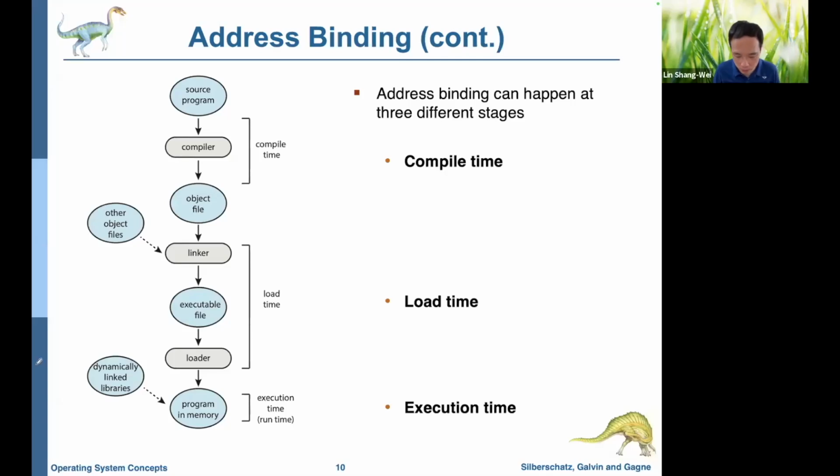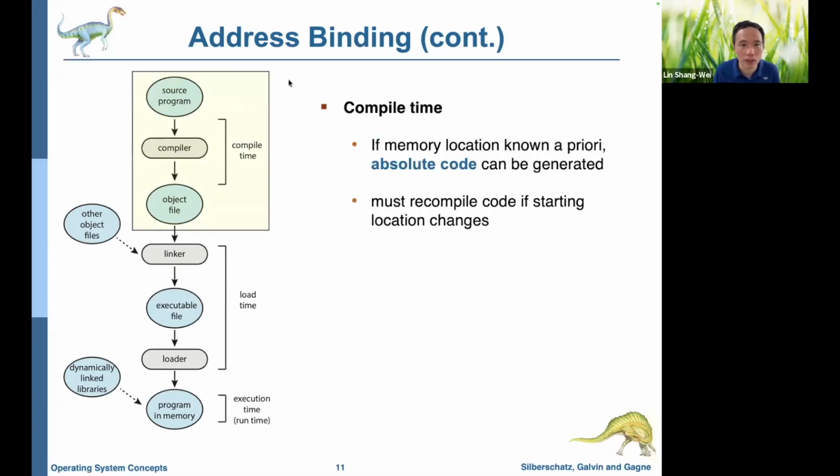Previously, I've been talking about how address binding can happen in compile time, load time, and execution time. Let's see what will happen during each phase. In the compile time, the address binding is done at compile time. It means that you already know where you are going to put your executable file in memory. So you already know the absolute address. In this case, the absolute code will be generated. What does it mean? Let me give you a very concrete example.